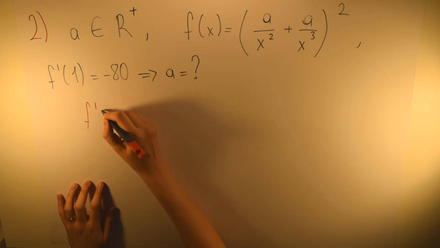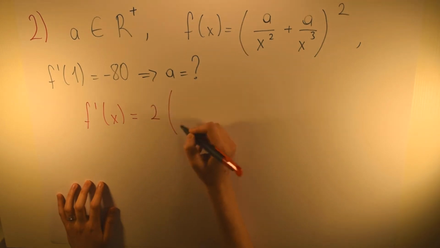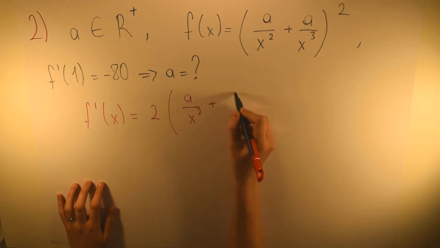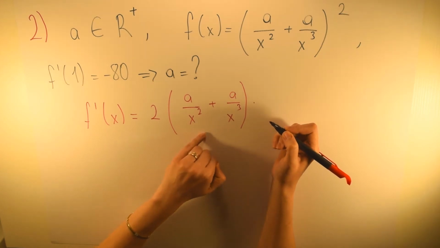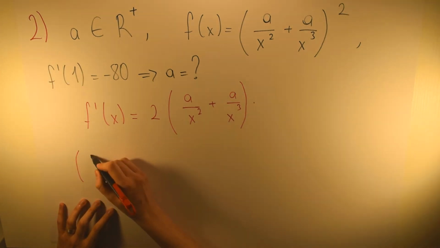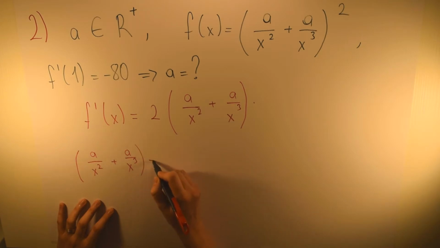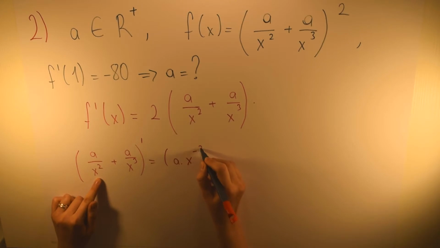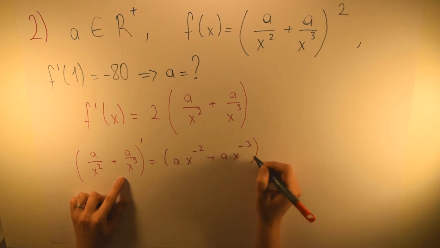So the derivative of f of x is equal to, I will put this 2 in front of the parentheses, so it is 2 times the inside, which stays as it is, a over x squared plus a over x cubed, and also I need to take the derivative of the inside of this parenthesis. So how can I take its derivative? I can write a over x squared plus a over x cubed as a times x to the power of minus 2 plus a times x to the power of minus 3, and take the derivative of all this.